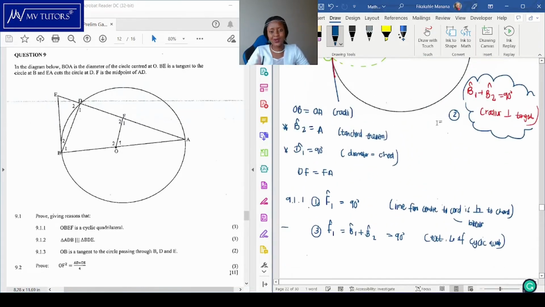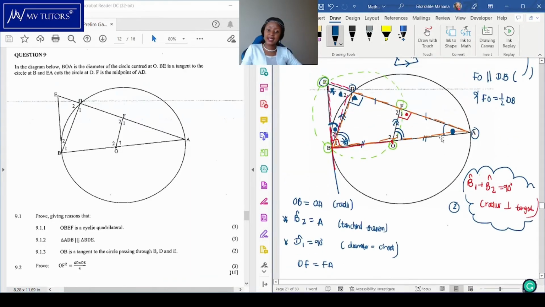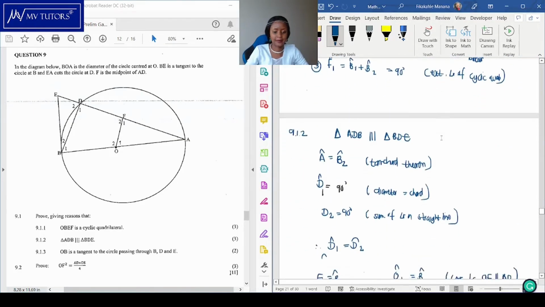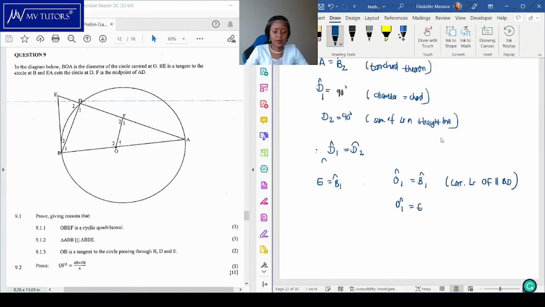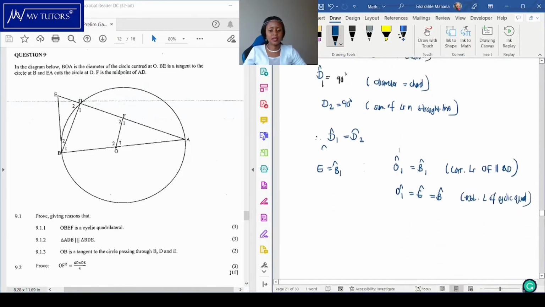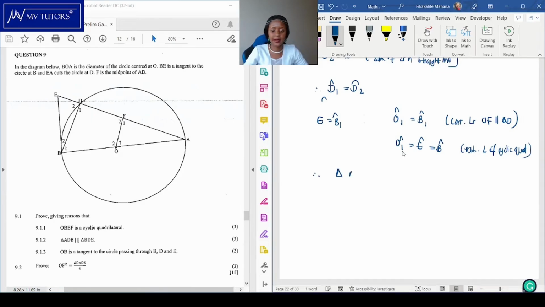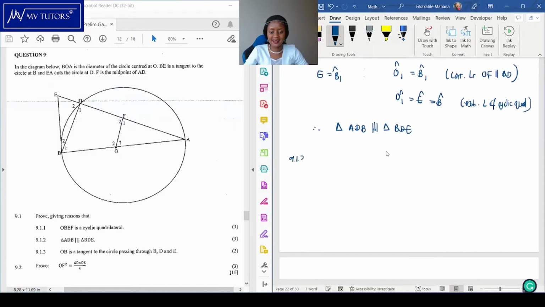What I also realized about O1 is that, as we proved, OBEF is a cyclic quad, so O1 is an external angle of the cyclic quad. An external angle of a cyclic quad is equal to the interior opposite angle, so O1 is equal to E, which is equal to B1. So we've shown that A is equal to B, D is equal to D, E is equal to B. Therefore, triangle ADB is similar to triangle BDE. Cool, 3 marks. Did quite a lot, but it's all good.